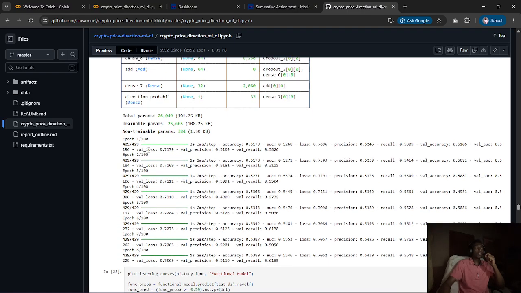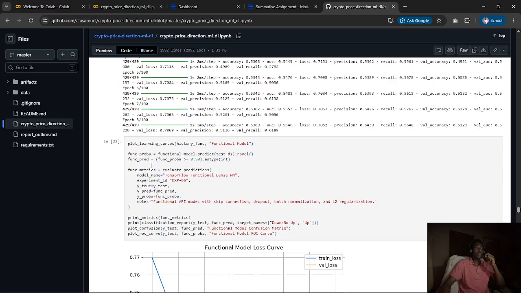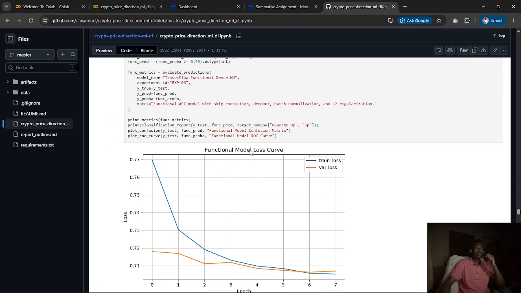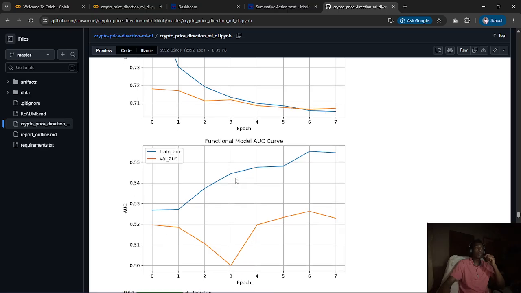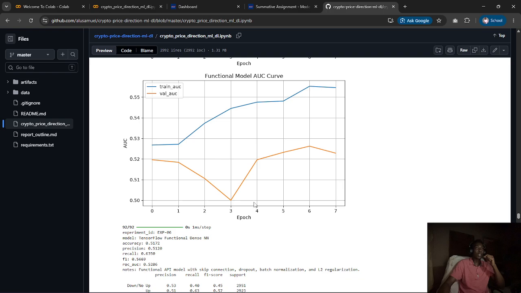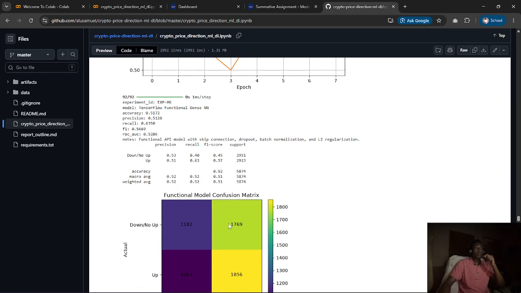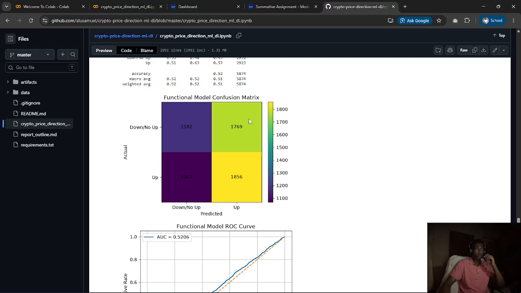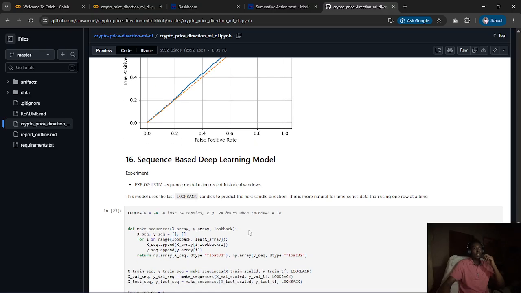And I will have my epochs here running for the test, and the plot learning curve. Of course, here the functional model, everything will be operating here. The functional model ROC curve will be this one, and I will have the functional model AUC curve. So this will be the epochs, and here we will be having the ROC, the AUC and the epochs. So this will be the functional model confusion matrix and the functional model ROC curve in this part.